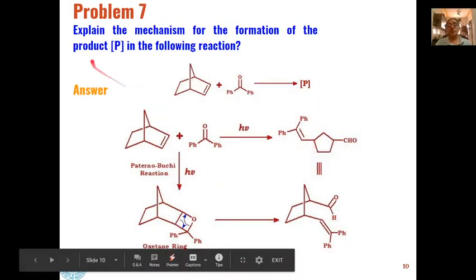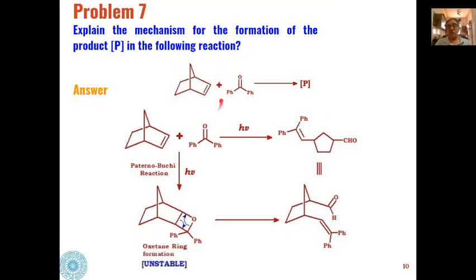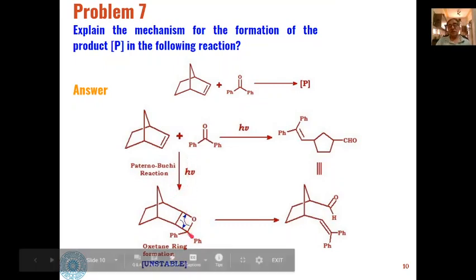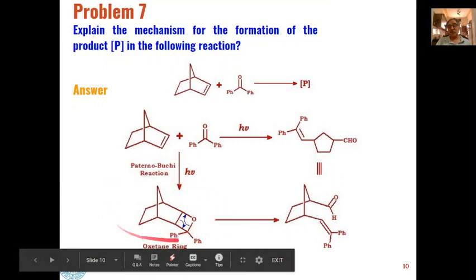Then is problem 7. This bicyclo compound alkene on reaction with benzophenone, what will be the product formed? If you see this, you know the alkenes react with carbonyl compounds to form oxetane rings, and the reaction is known as Paterno-Buchi reaction. So here, in the first step the Paterno-Buchi reaction gives us this cyclic product.